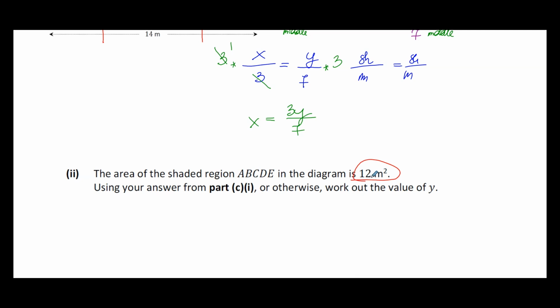That means we're going to solve this question by asking ourselves, well, how did they get that answer? How did they do that calculation? So use your answer to part C1, so that's the answer. Otherwise, and work out the value of y. So again, how did they get that 12? How did they get that area?